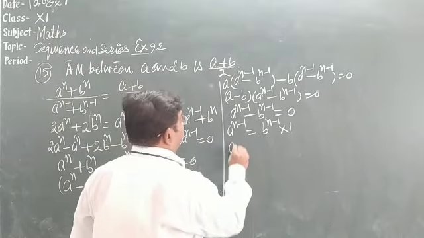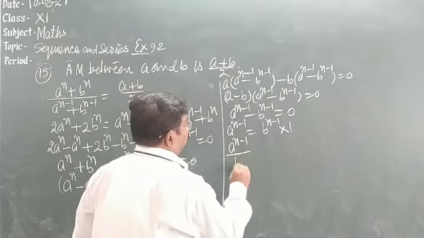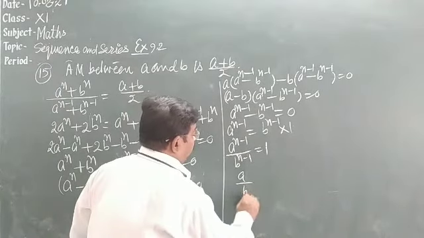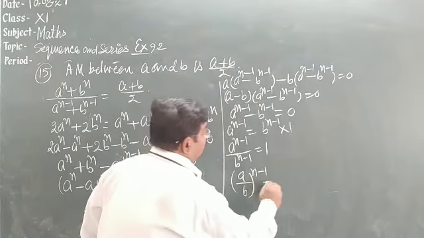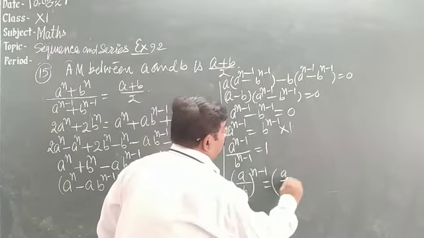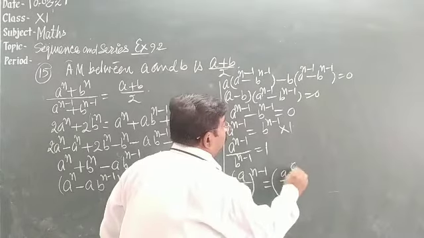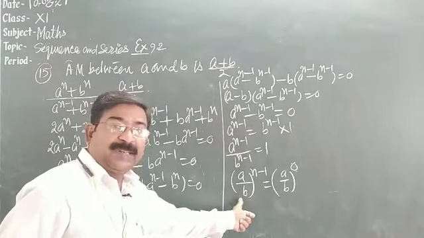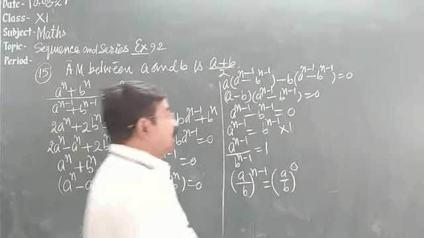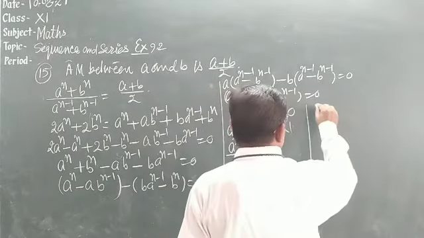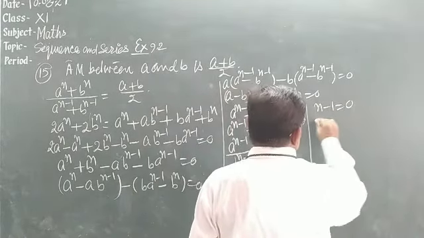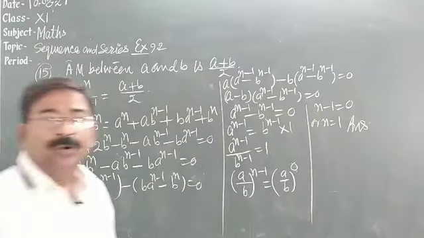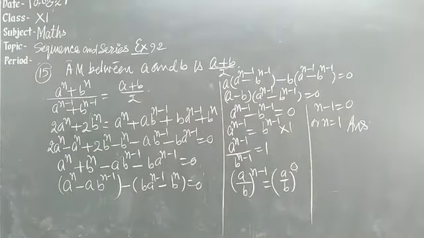So what we have, a to the power n minus 1 upon b to the power n minus 1 is equal to 1. We can write (a upon b) whole to the power n minus 1 is equal to, we can write this, (a upon b) to the power 0. Any number having power 0 is equal to 1. Since it was a upon b this side, we have taken a upon b this side also. Comparing the exponents, we have n minus 1 is equal to 0, or n is equal to 1, which is your answer to this question. So it was an important question for you. You can practice all these questions.